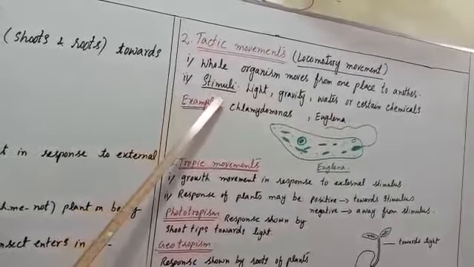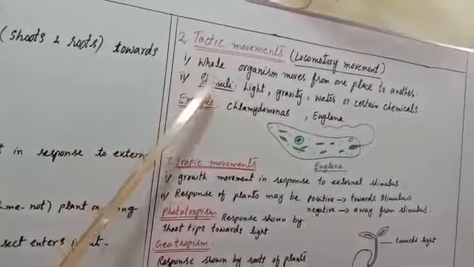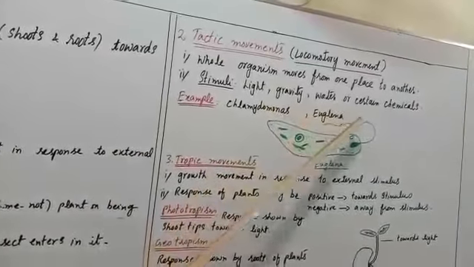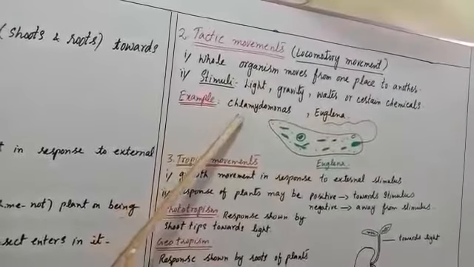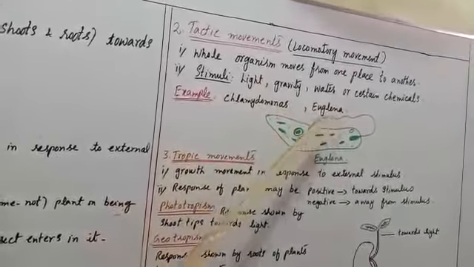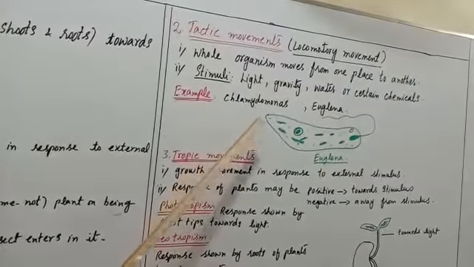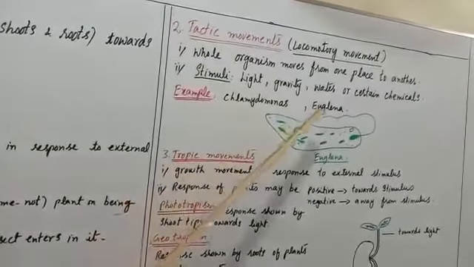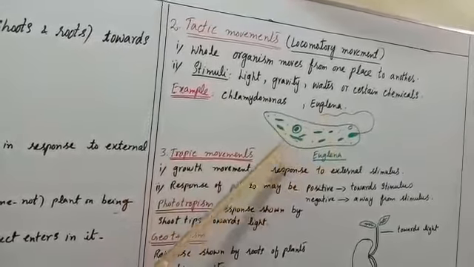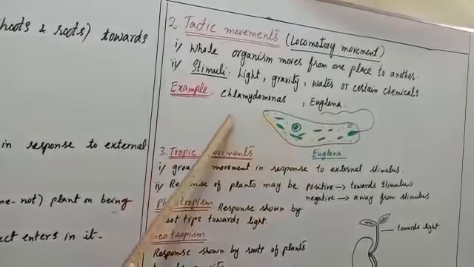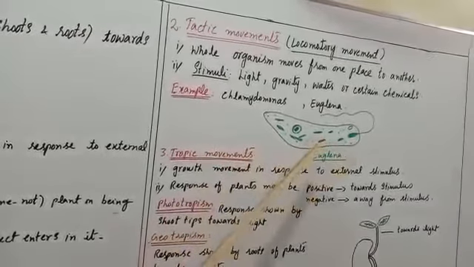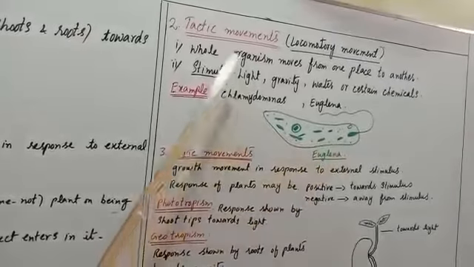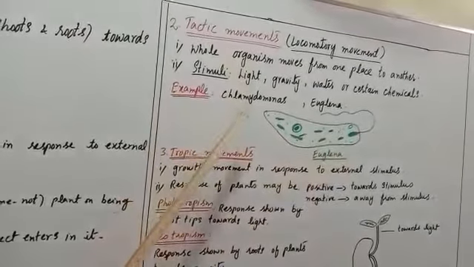The second point is that the stimuli in tactic movement are light, gravity, water or certain chemicals. Examples of these are Chlamydomonas and Euglena. These are unicellular organisms. I have drawn an example of Euglena. It moves because it can do photosynthesis, so it moves towards light. This movement towards light is called tactic movement, in which the whole body of an organism moves.